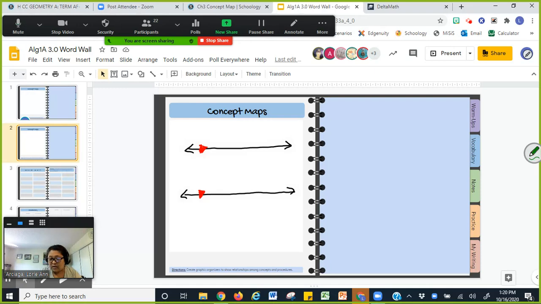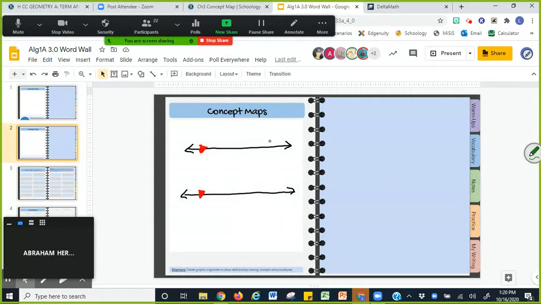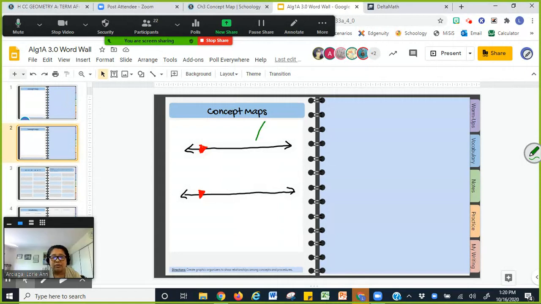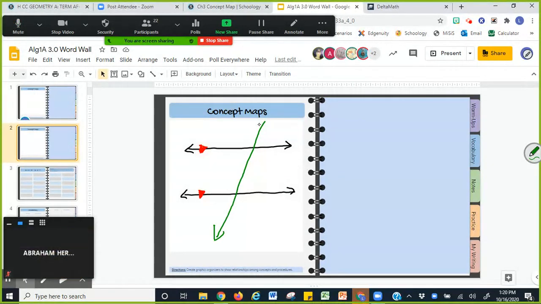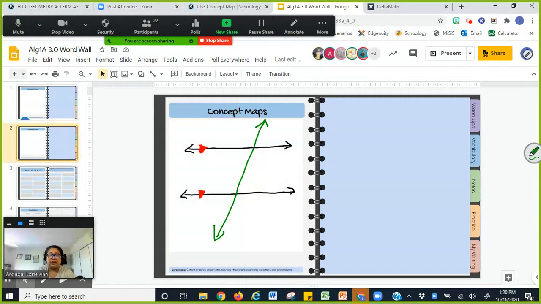Now, yes, Abraham. We just watched, right? Don't write, but be ready to unmute yourself and answer all at the same time. That would be great. So to name a line, let's say this is T for transversal, this is line M, and this is line N. We say line M, and you put the double bars, parallel to line N. That's how we represent parallel. It could also be M is parallel to N. But that's not what we're gonna do.